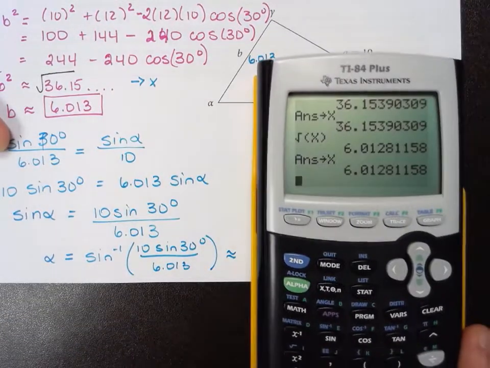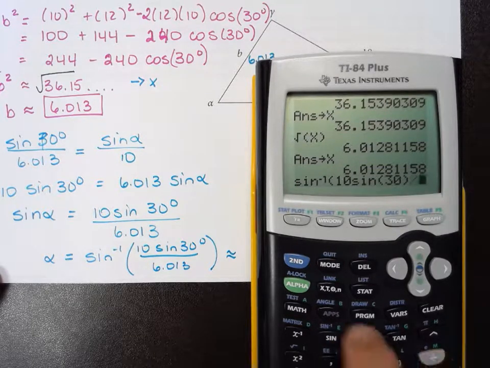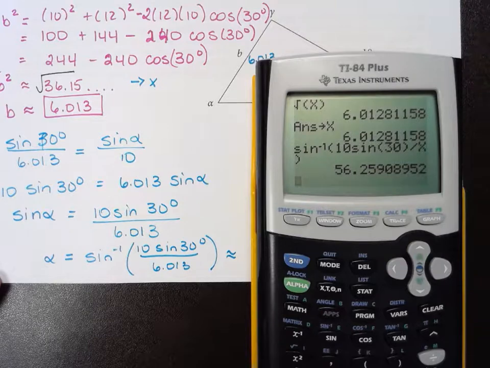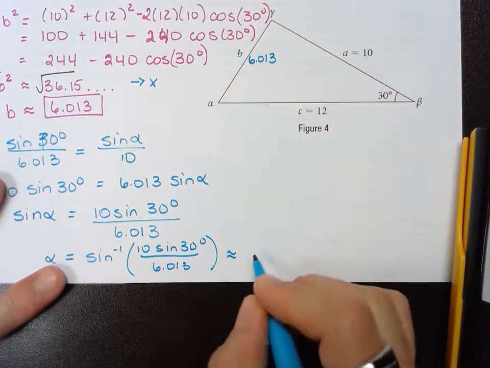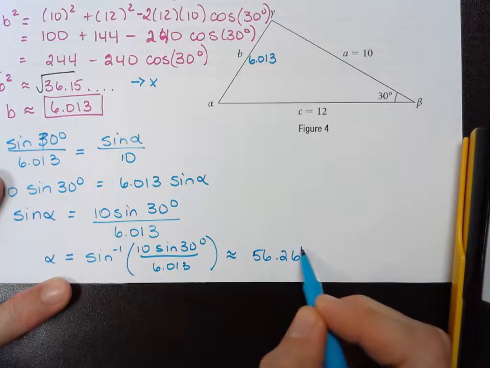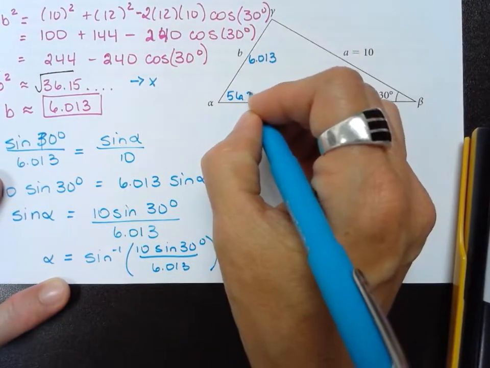So let's see what we get. Inverse sine of 10 sine of 30, close the sine, divided by our x, close the whole fraction, and we get 56.26. Now we're looking for alpha, which means this is an angle. So this would be 56.26 degrees.